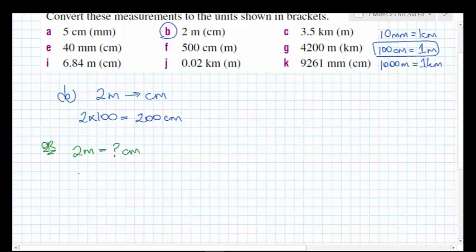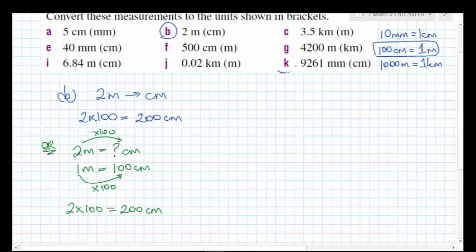We also know that 1 meter is the same as 100 centimeters. I want to think, to go from 1 to 100, what have I done? I've multiplied by 100 to go that way. So I multiply this by 100 as well to go across this way. If I do that, what I end up with is 2 times 100, which equals 200 centimeters. And so that's one possible way that I can actually do this.